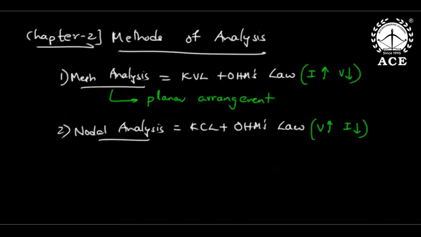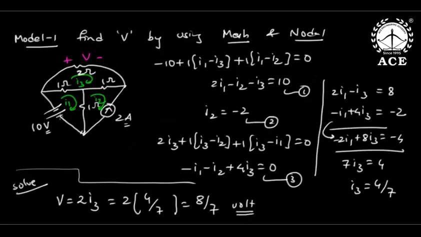Then we started methods of analysis. These are two powerful techniques, mesh and nodal. Model 1: one independent voltage source, one independent current source as external branches. Very easy it was. In mesh analysis, I2 is a comparison equation. I2 is minus 2. But in nodal analysis, V1 is 10. That is the meaning here.